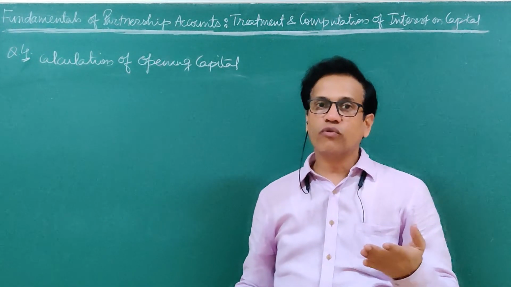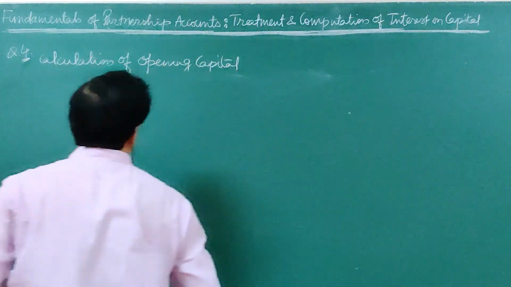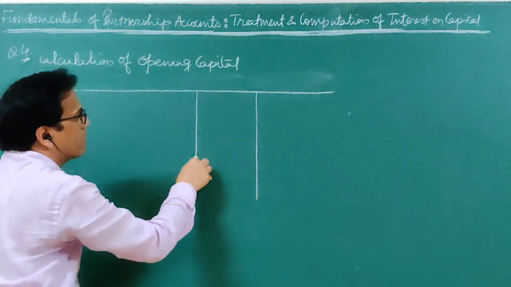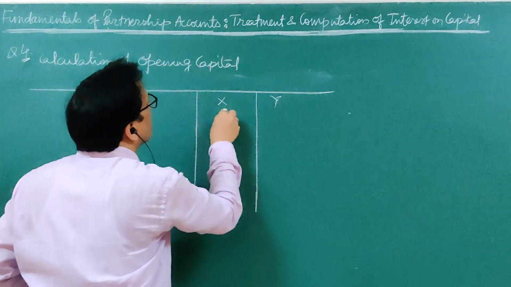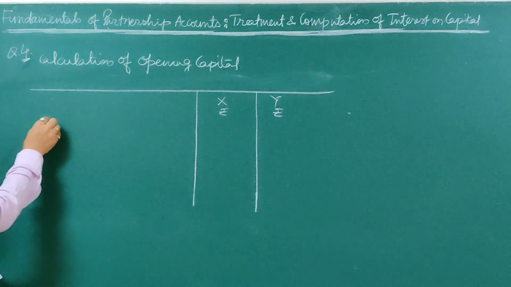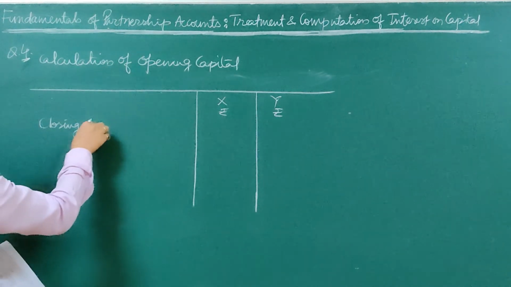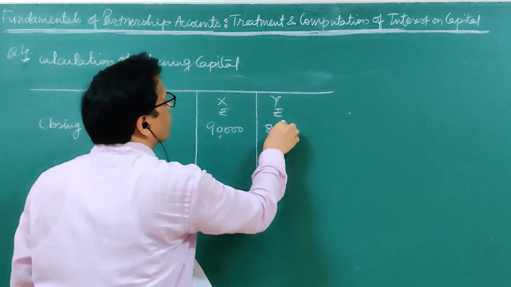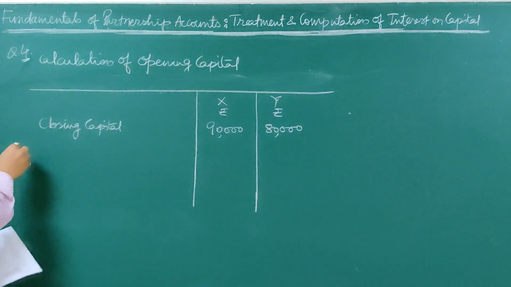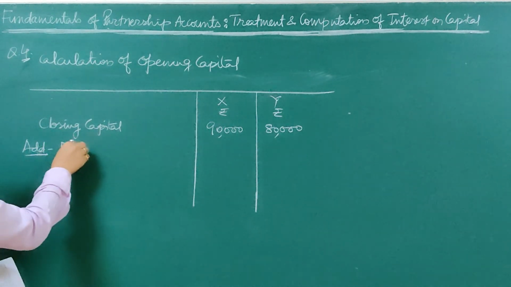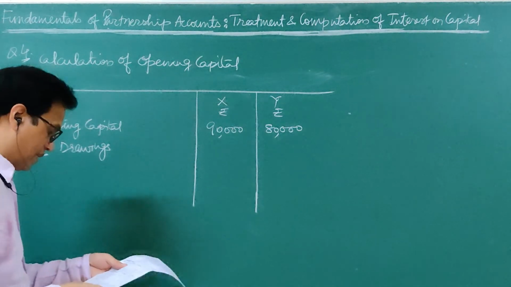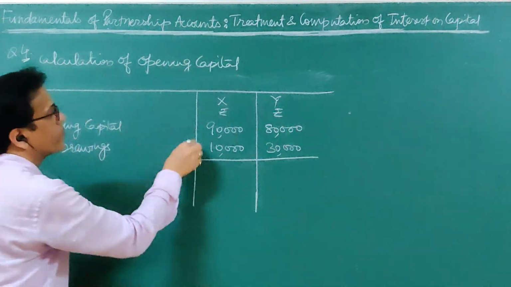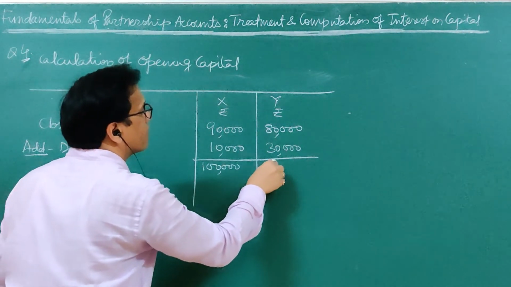So in this question also we will have to calculate opening capital. Again we will make the same statement or a table to calculate opening capital. Here are two partners X and Y. The closing capital is given, so we write closing capital for both of them, 90,000 rupees and 80,000 rupees respectively for X and Y. Then we add amounts of drawings. They are given in additional information. Drawings are 10,000 rupees for X and 30,000 rupees for Y. Take the total. It is 1 lakh and 1,10,000.